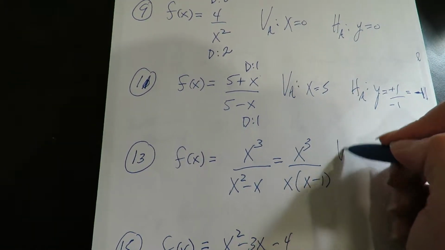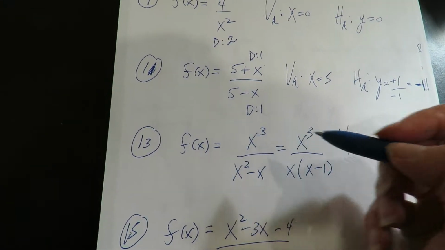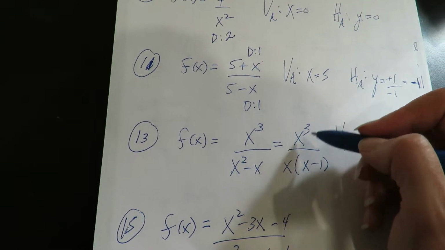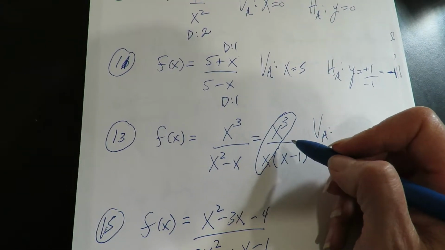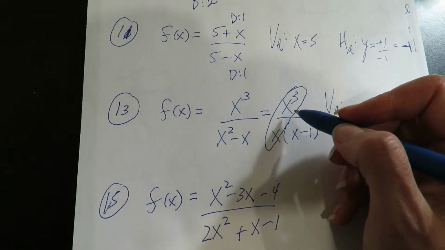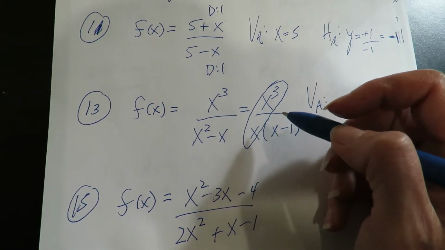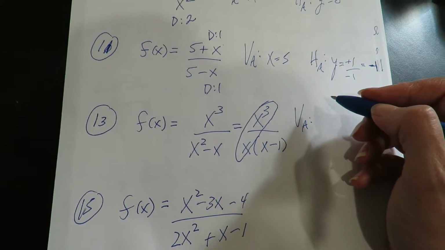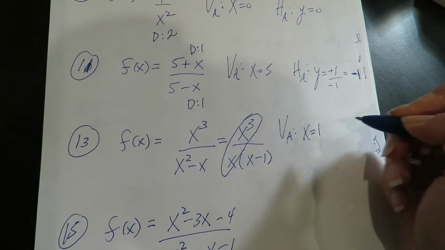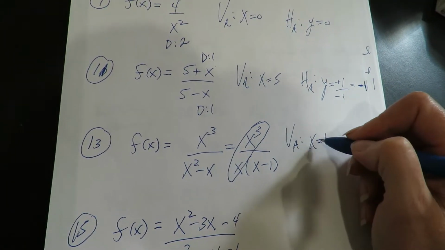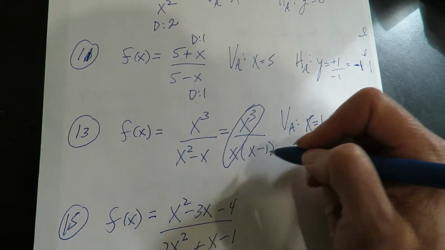Alright, this one for the VA, the denominator will equal 0. Oh, this one's tricky because you've got a common factor here. Okay, again, 0 over 0 is not a VA. So this has a VA only at x equals 1. It only has a VA when x is equal to 1.